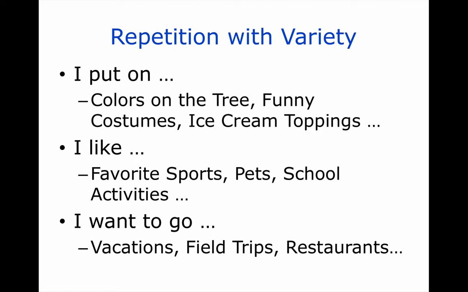The sentence stem, I like, could be applied to hundreds of topics, including things like favorite sports, pets, and school activities. The sentence stem, I want to go, could be used to write about topics like vacation, field trips, restaurants. There are thousands of chart topics that can be supported with sentence stems that emphasize words from the universal core.